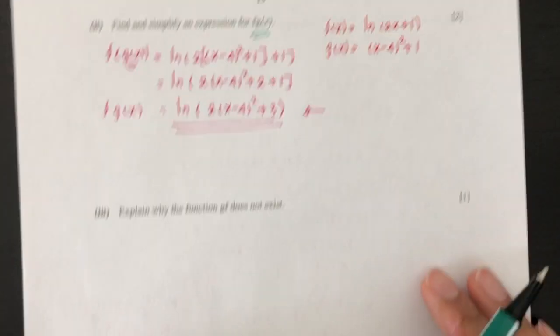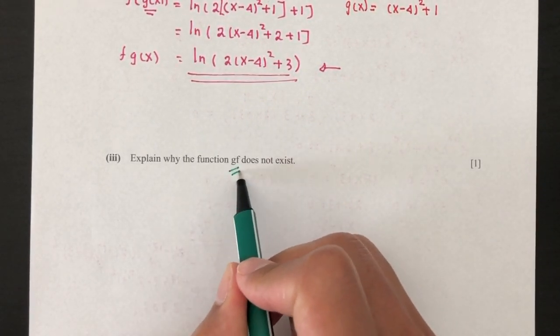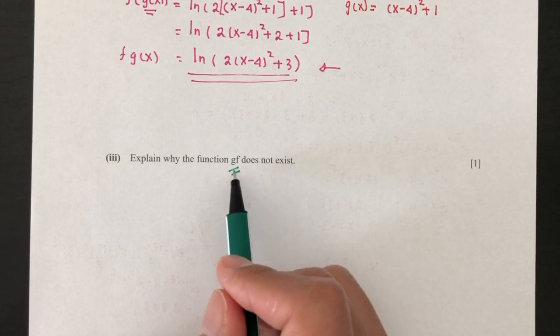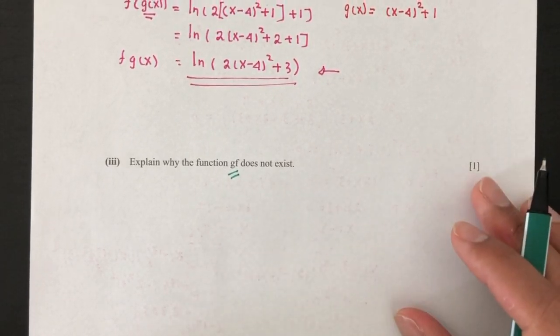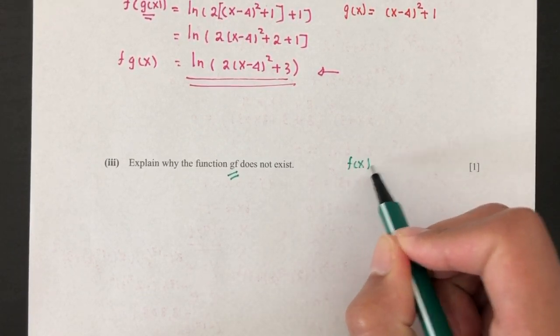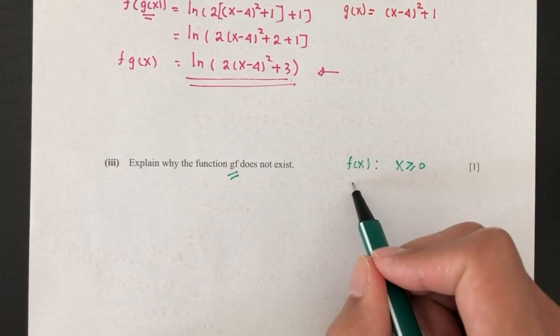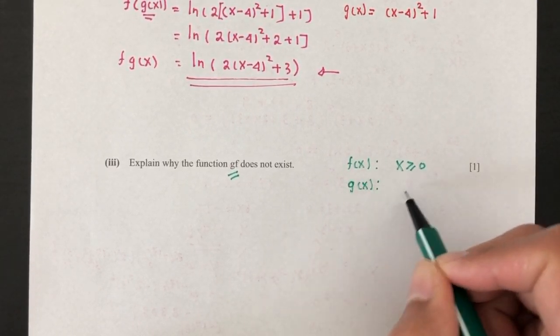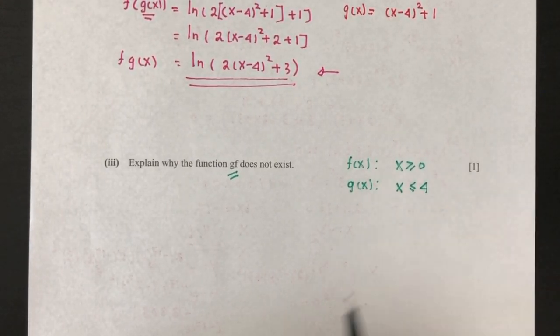Now the question is here, explain why this function gf of x does not exist. Why? So let's write down the range of each function. So of the domain, as you know, f of x is defined by x is more than 0. Now g of x is defined by x is less than or equal to 4.